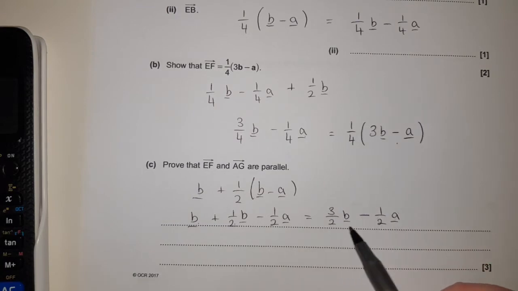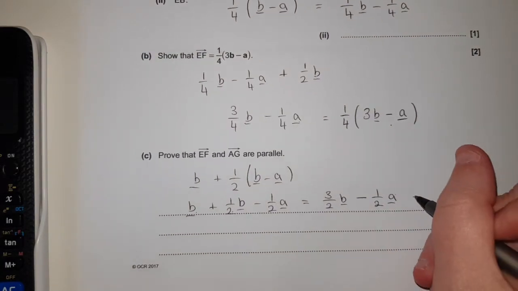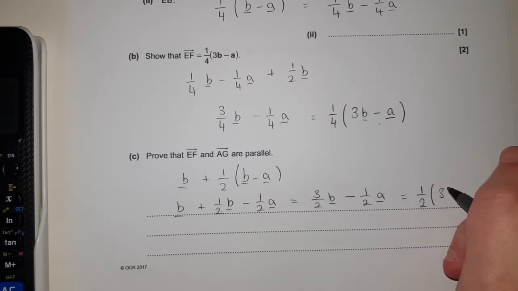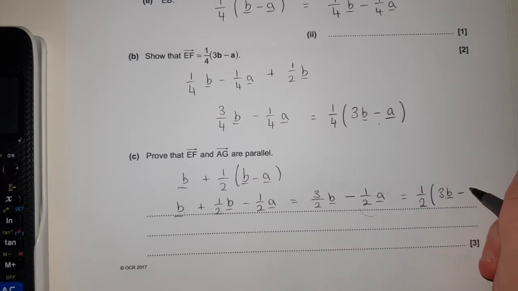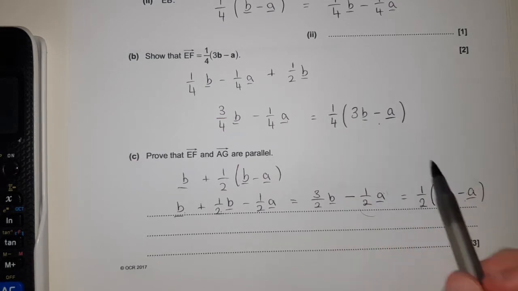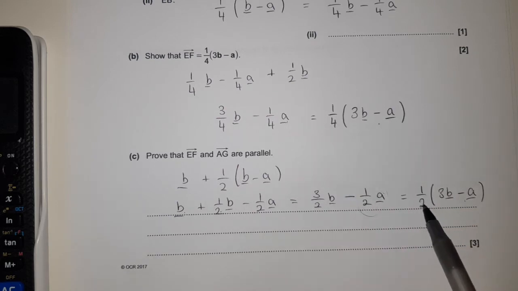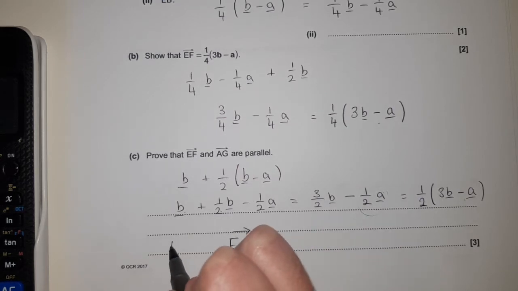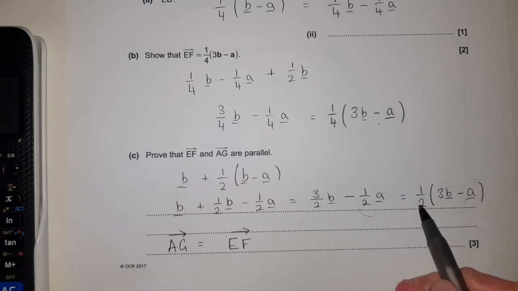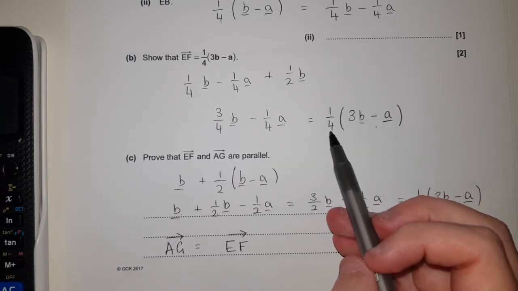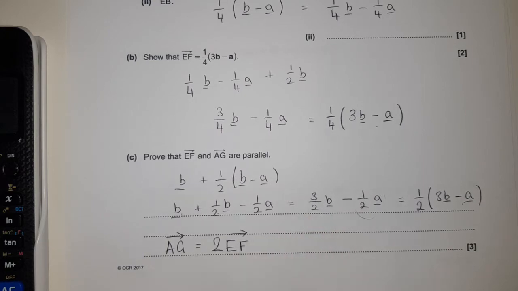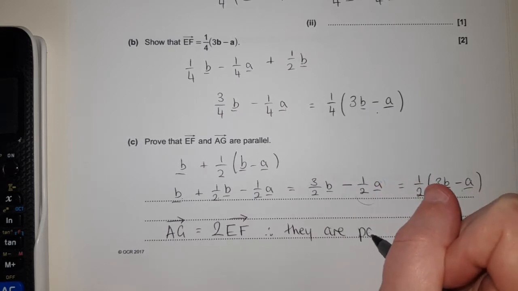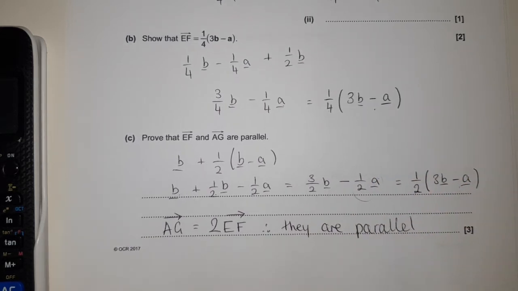Now, because we're trying to prove that this is something similar to this one, what I'm going to do is I'm going to factorise 1/2 out so that we're working with nice whole numbers again. So if I divide this by 1/2, I've just got 3B. If I divide this by 1/2, I've just got 1A. So you can see I've got exactly the same vector. I've just got a different multiple in front, which means I can say that A to G, because it's 1/2, is obviously twice as much as E to F. So A to G is 2 lots of E to F, therefore they are parallel. Okay, as long as one is just a multiple of the other, they're nice and parallel.